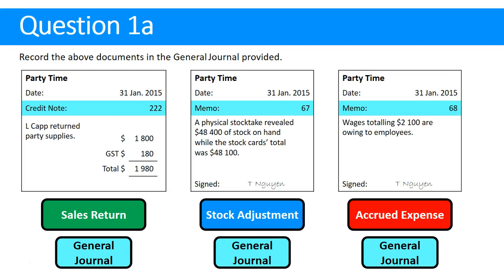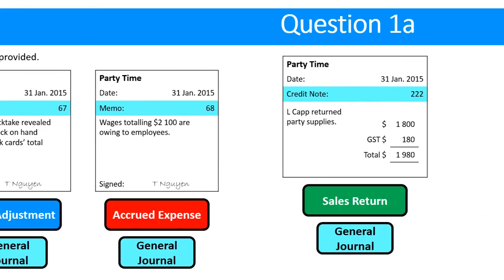Now what's important is that the question here actually said, can you enter them in the general journal? But if it didn't say that and it gave us a few different journals, it's important to know where each transaction would go, and we don't want to rely on the question telling us which journal to enter items in.